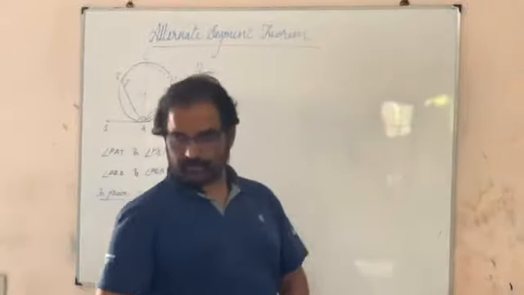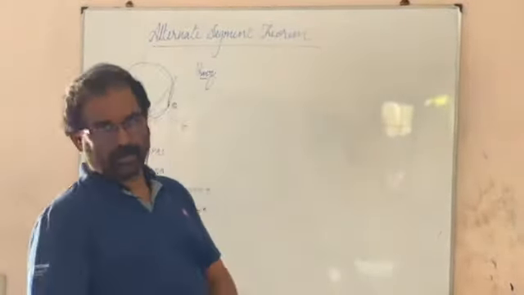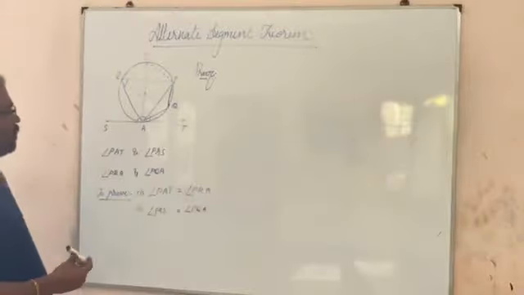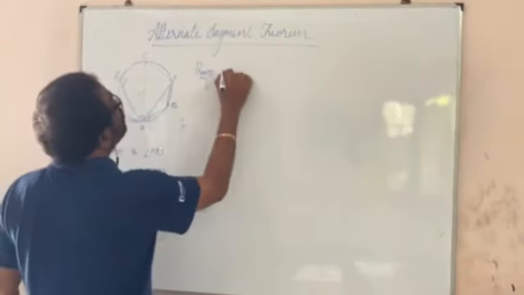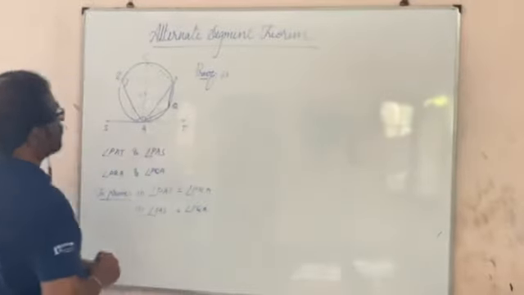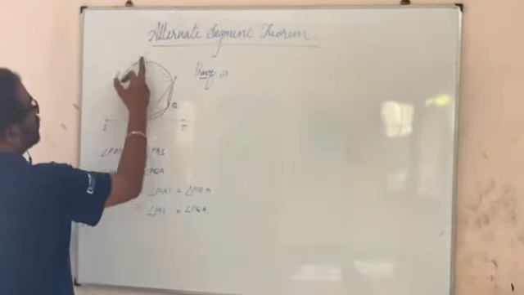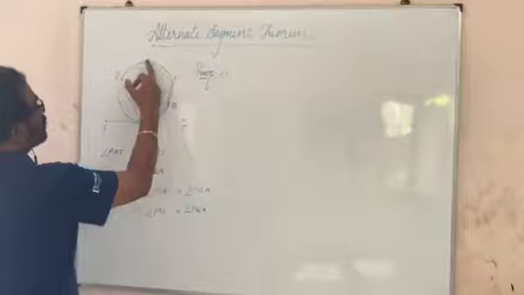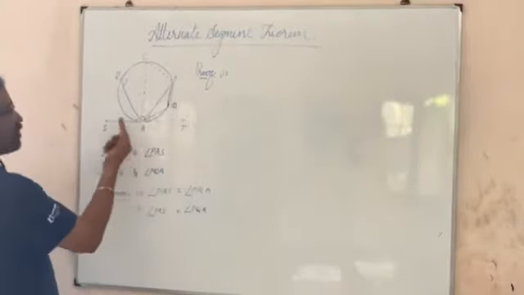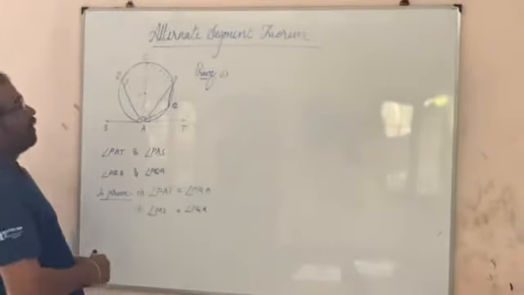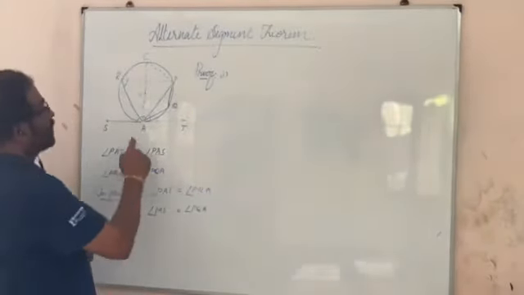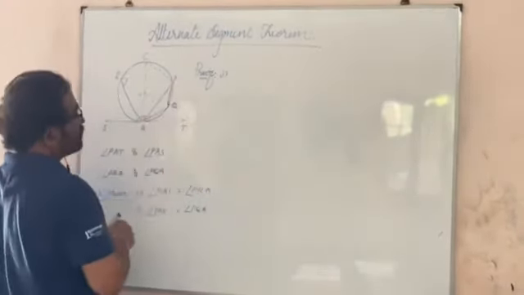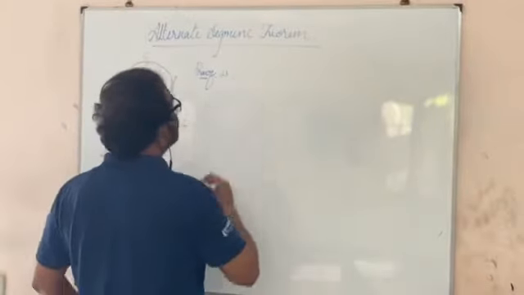Proof. First part, let's try to prove the first part. Here you see, this is a diameter, therefore this is a semicircle. And all of us know that angle in a semicircle is 90 degrees. So we can say angle APC is equal to 90 degrees.